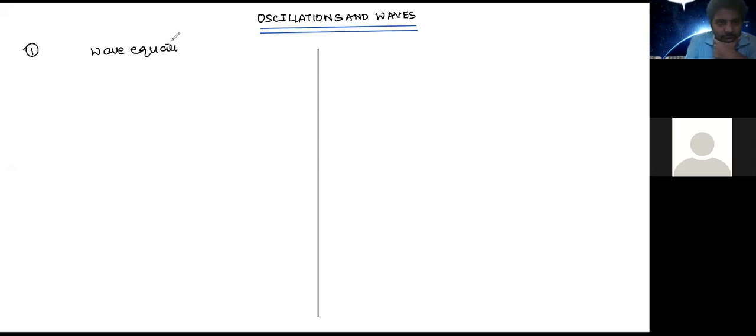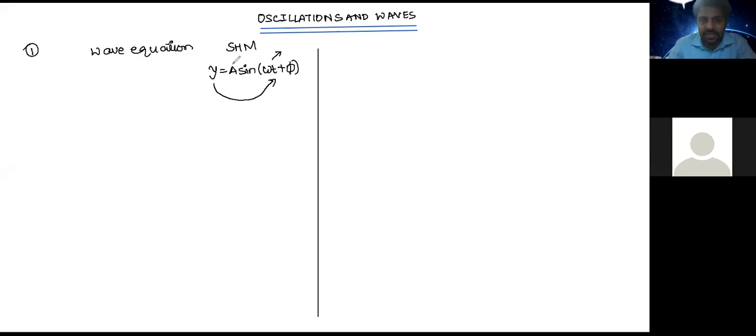So class, try and recall that we all had read an equation for SHM given as y equals a sin(ωt + φ). This was a general equation for SHM where the displacement of the particle undergoing SHM depends upon time in this fashion. Remember, time is the only variable on which y depends. The rest are constants: a is a constant, omega is a constant, and phi is also a constant. I hope you all can recall this.